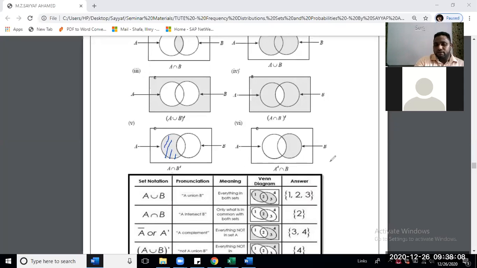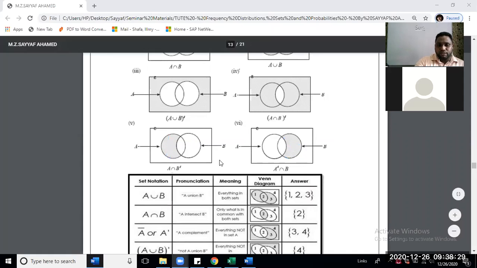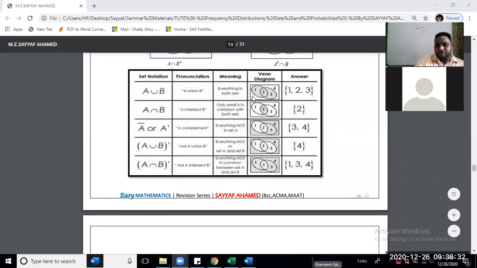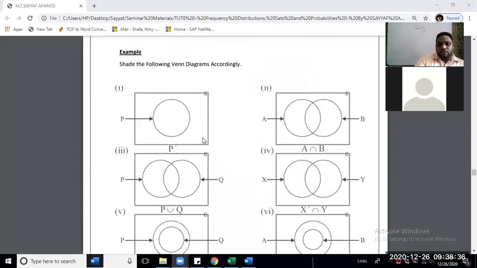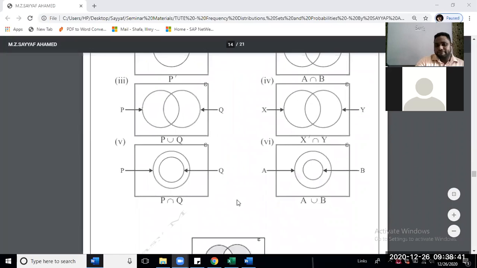Same way on the other right side, A dash intersection B, this part. Without A, only the part belonging to B, even the intersection part will not come, right? The same thing has been summarized in table format, and you can go through it later on. Okay, right. So please take your pen and paper and we will quickly share this part.